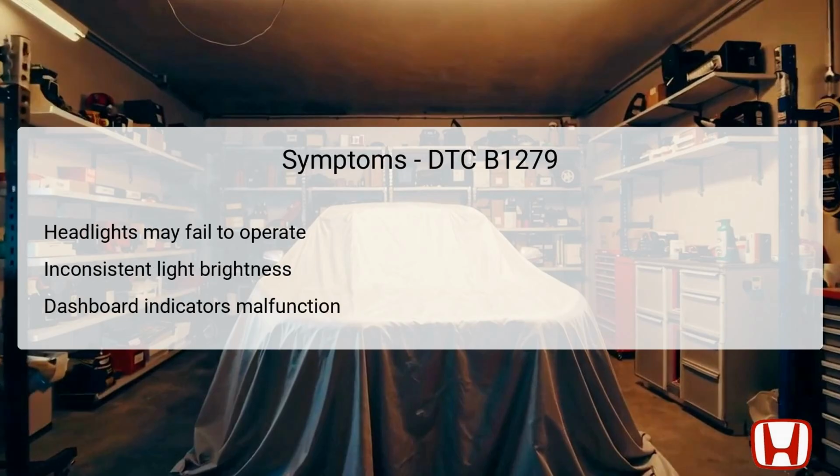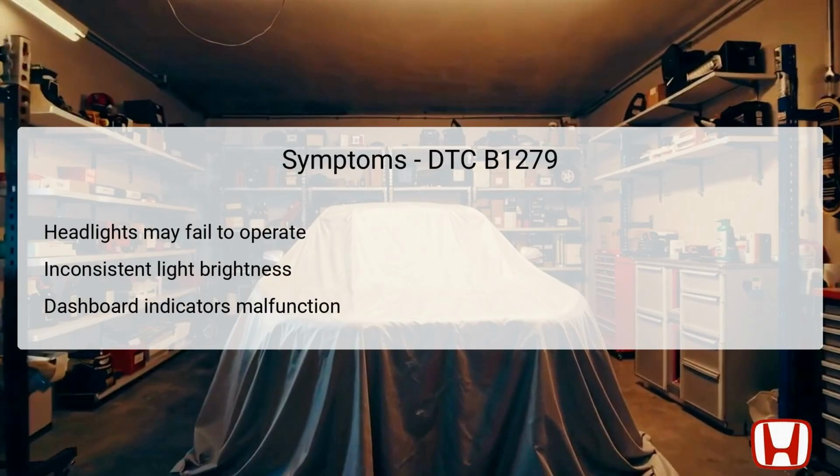The symptoms associated with DTC B1279 are indicative of issues in the dimmer switch circuit. A common symptom is the headlights failing to operate entirely, leaving the vehicle without adequate lighting for safe driving at night. Additionally, you might notice inconsistent brightness levels. The lights may flicker or not respond correctly to adjustments made using the dimmer switch.